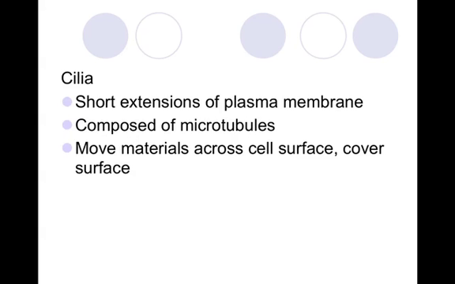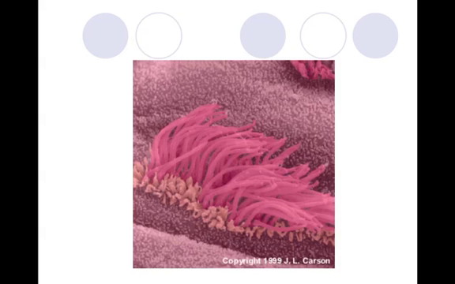Cilia are short extensions that we'll find on the outside of the plasma membrane, and they're made up of these little microtubules, and they will move. They can be used for the cell to actually move, or they can be used to move materials. For example, we have cilia that line our respiratory tract, on all those cells, and those cilia will trap things and move things where they need to be. And this is kind of what they look like under an electron microscope.